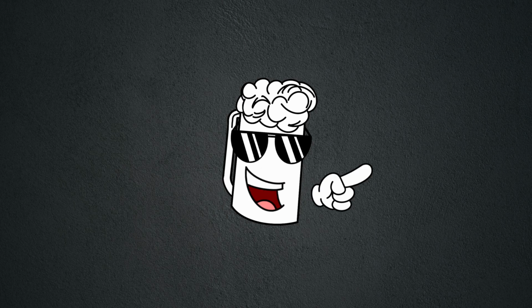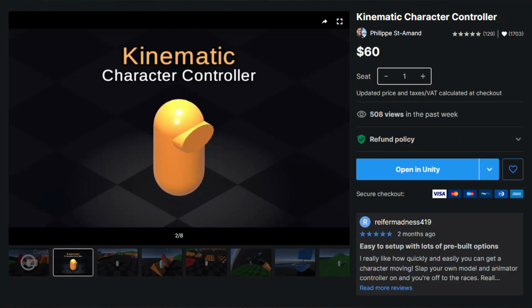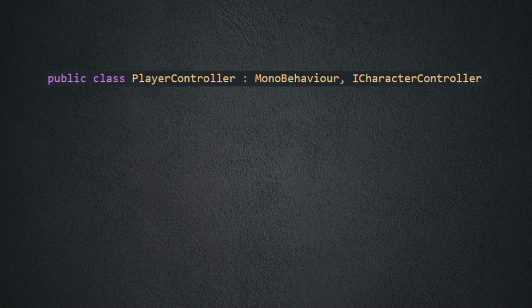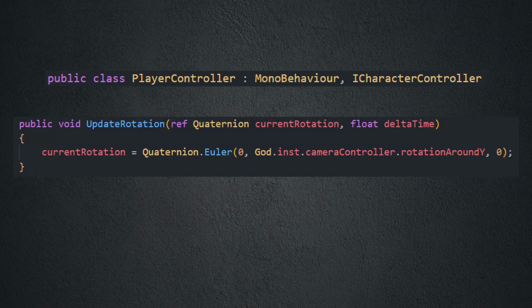Luckily, I picked up a very good asset a while ago called Kinematic Character Controller. It's a pretty well thought out and robust character controller, and it even integrates super easily. You just have to implement an interface, inject your own logic into the inherited callback methods, and pass rotation and velocity to the system. That's it.